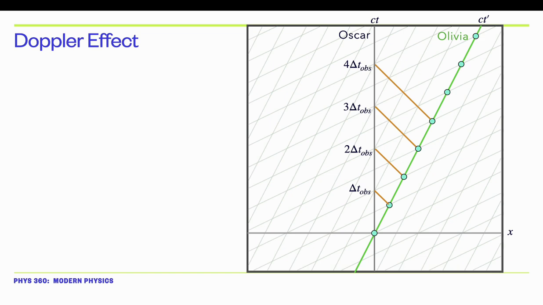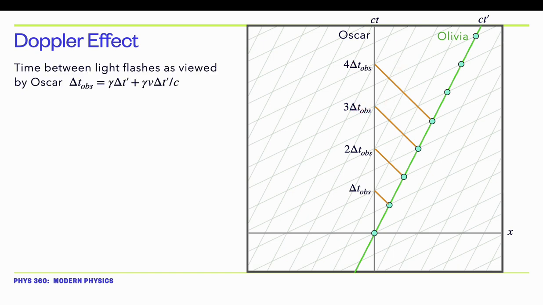And here's a little diagram showing when Oscar sees the flashes from Olivia's motorcycle. Notice that these are multiples of this first interval. So if you take the time from here to there and then double it, that's going to give you that next flash, and then triple it, that'll be the next one, and so on.